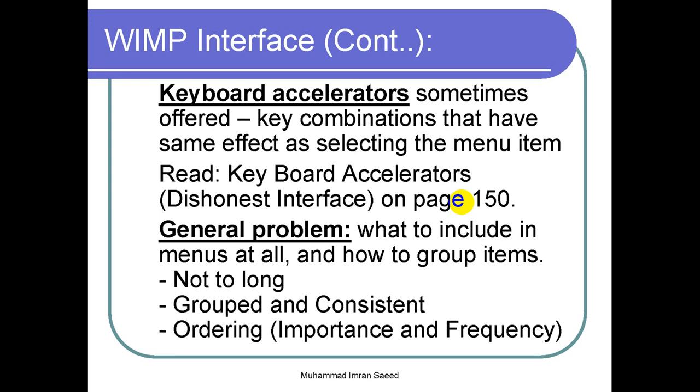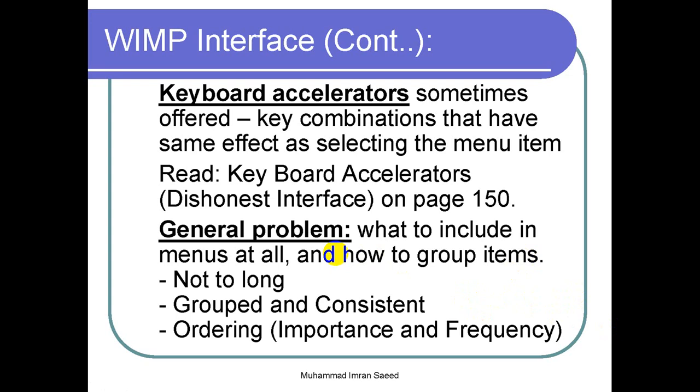Now we move towards the general problems for the keyboard accelerator and the menus. We can check the menu options with the help of the keyboard accelerator, but still there are general problems: what to include in menus at all and how to group items. There are so many options that you have to manage, so sometimes we put those into the ribbons, the toolbar, or the menus. The question is what you will have to put in the menu. Normally we put those options that are required frequently.